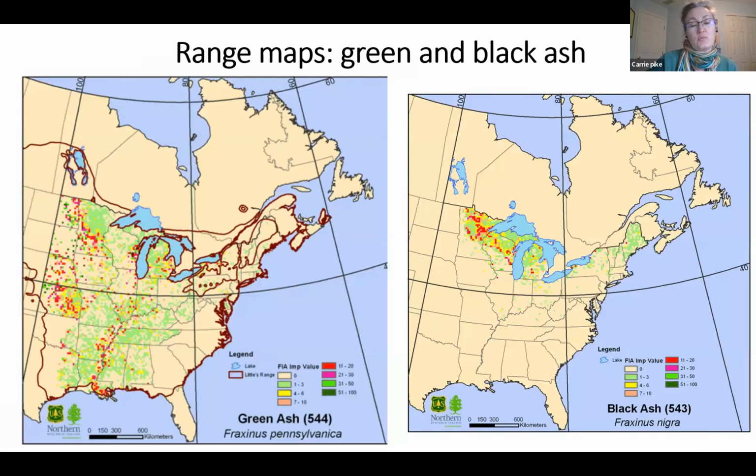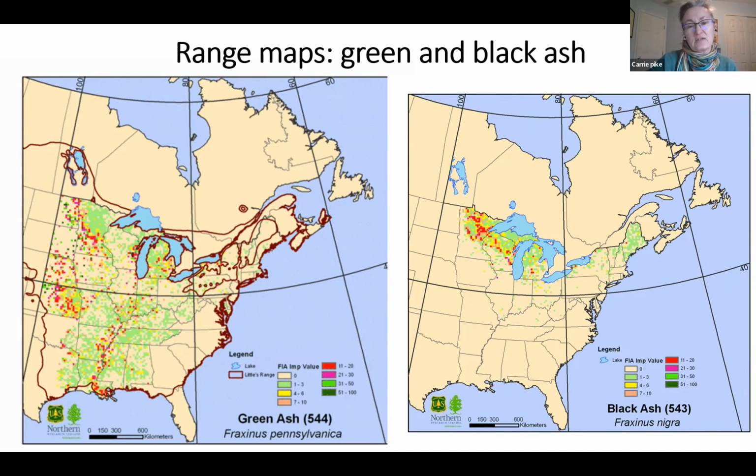I put up these range maps of green ash on the left and black ash on the right, just to reiterate the size of the geographic range of these trees. We don't need a cultivar or two of resistant genotypes. We need populations that are improved, that are adapted to the range of conditions where these trees occur.